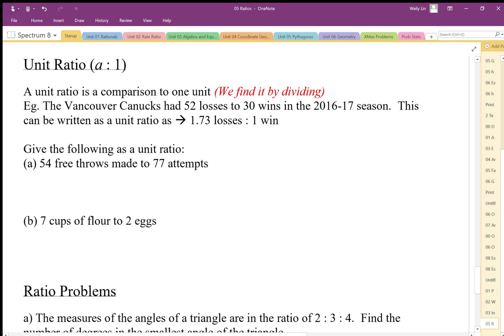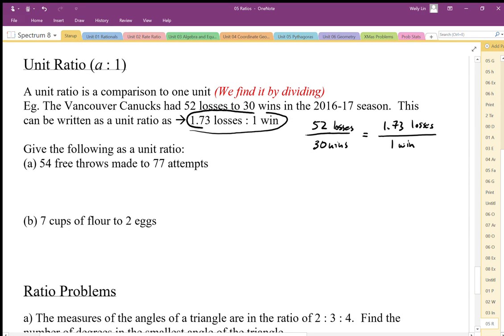So here, if I just take 52 losses and divide it by 30 wins, okay, I end up with 1.73 losses for 1 win. Okay, and this is really just a rate, but now it becomes a unit rate, and that unit rate is a very useful multiplier for lots of problems. So we get this unit ratio: 1.73 losses for 1 win.